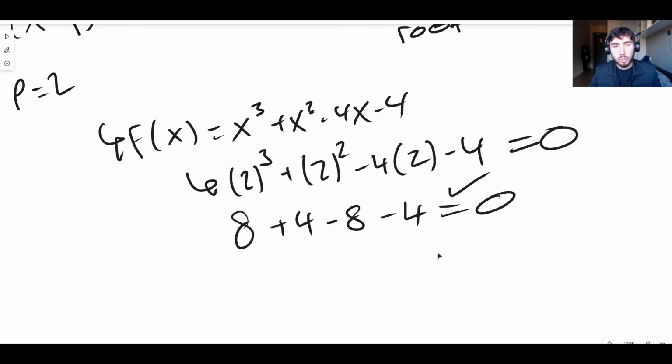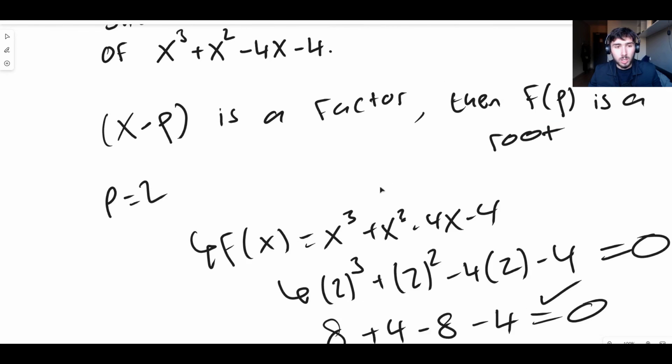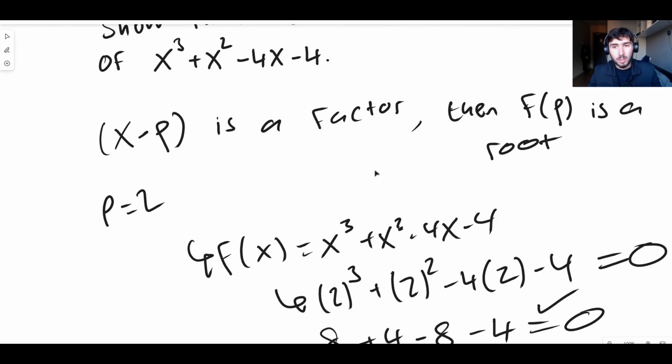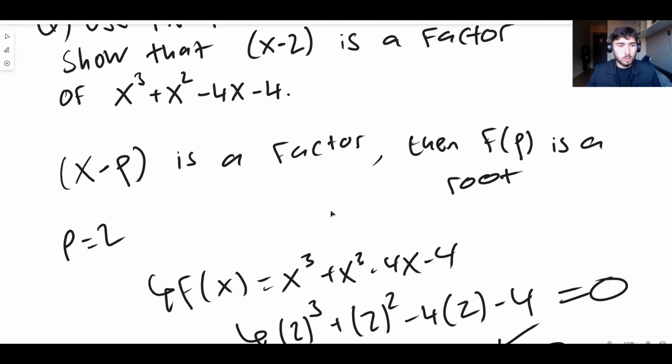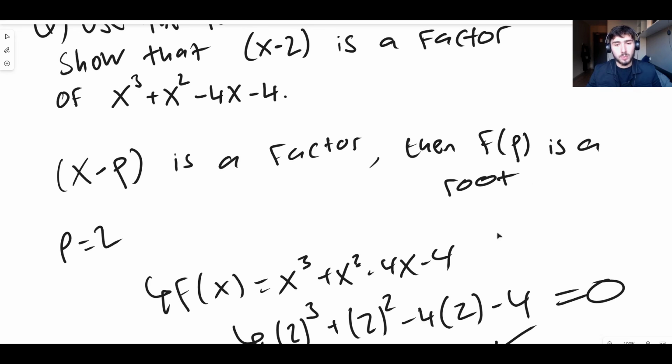We just need to show that when you substitute in your p value, it's equal to 0. It's a root of the equation. So if x minus p is a factor, then f of p is a root. If x minus 2 is a factor, then f of 2 is a root. If x minus 10 is a factor, then f of 10 is a root. If x plus 1 is a factor, then f of minus 1 is a root, and so on. That is what the factor theorem states. We will then look at other applications of this in the future.